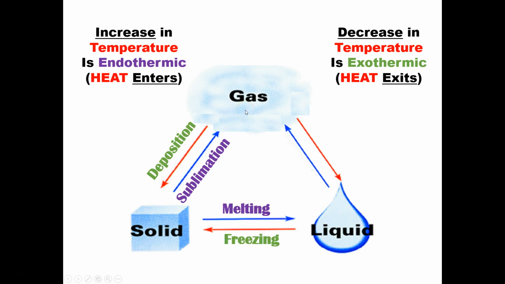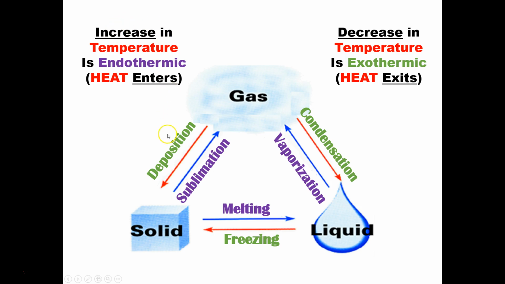The terms that you have heard of, of course: solid to liquid is going to be melting, liquid back to solid is going to be freezing, and then liquid to gas would be vaporization, and gas back to liquid would be condensation. Now, the important thing to notice is the color coding here, the way it's constructed.